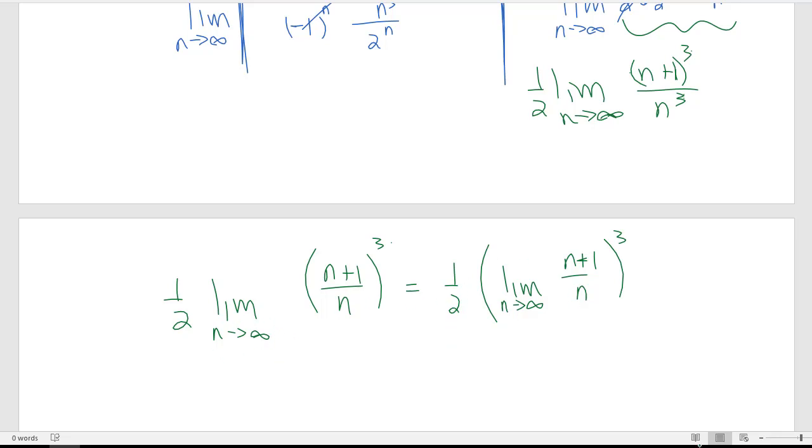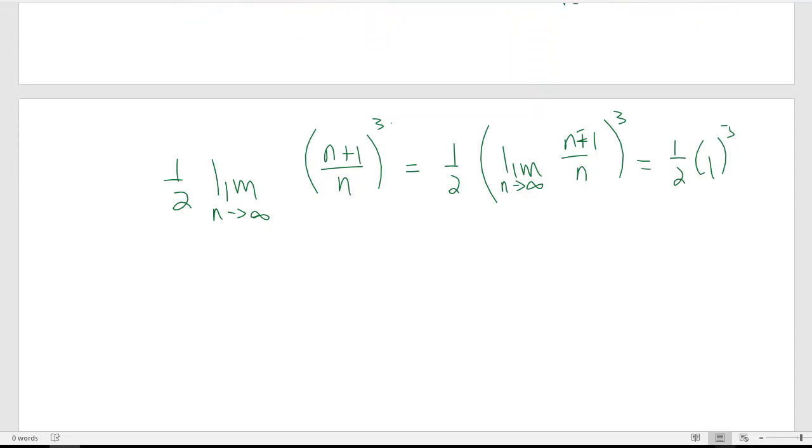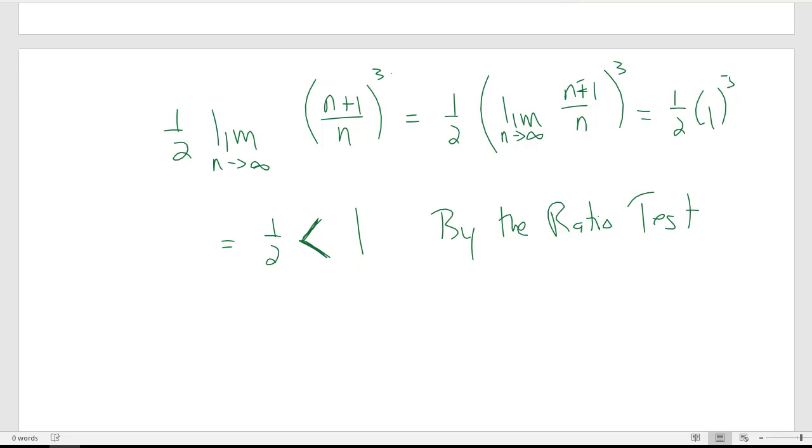So what I end up with in this case is that this expression n plus 1 over n is going to go to 1. So I end up with 1/2 times 1 cubed. And again, I've run out of digital paper here. So that whole limit turns out to be 1/2. And since that is less than 1, this is absolutely convergent. So I'm going to say by the ratio test, the series that we just tested, which was -1 to the n cubed over 2 to the n, is absolutely convergent.